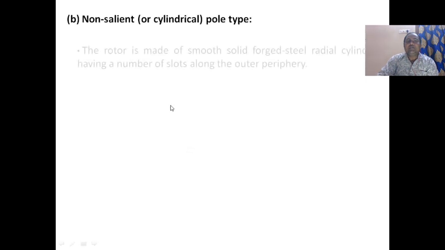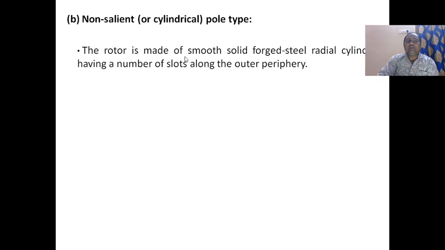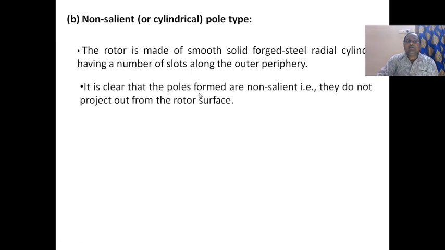In non-salient pole type, the rotor is made of smooth, solid forged steel. The radial cylinder has a number of slots along the outer periphery. It is clear that the poles formed are non-salient. They do not project out from the rotor surface.